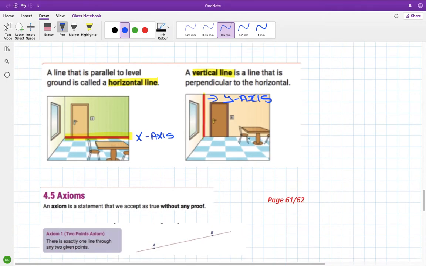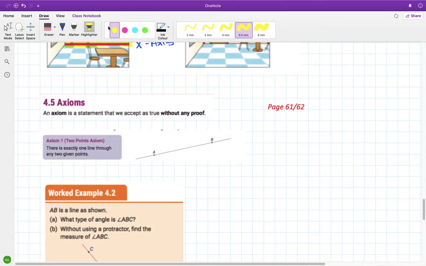Okay, next thing here is axioms. These were never mentioned on the old course, and then when the new course came in, they decided they needed to talk about them. I'm going to talk about them very briefly. So, an axiom is a statement that we accept as true without any proof. And the reason we accept it as true without any proof is because it's really obvious.